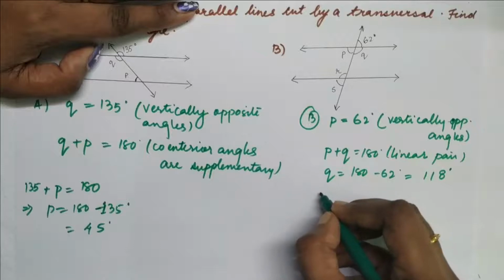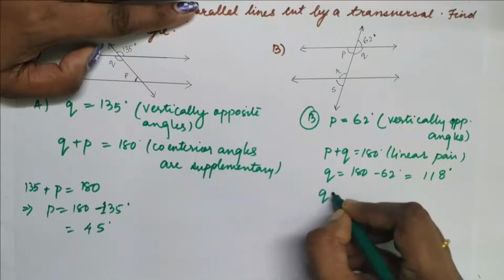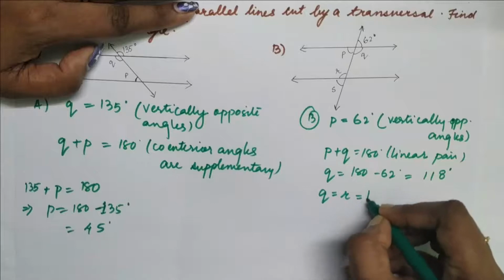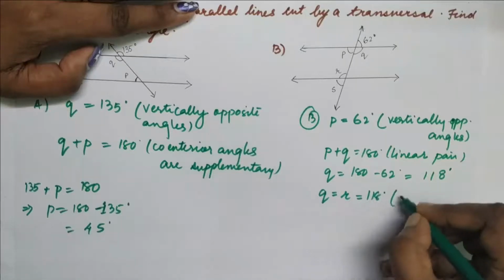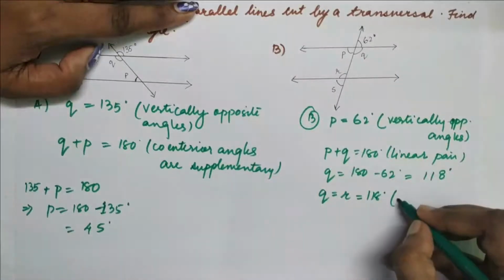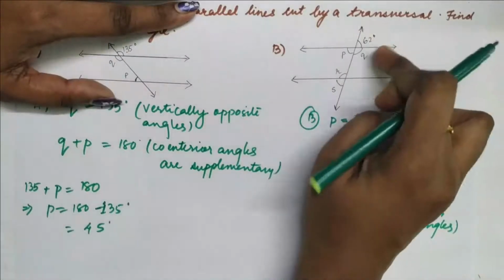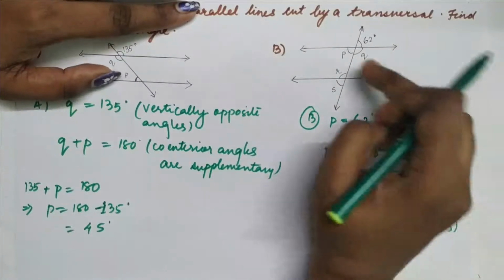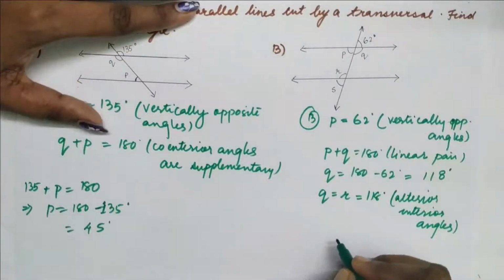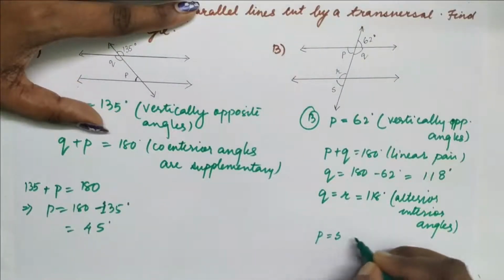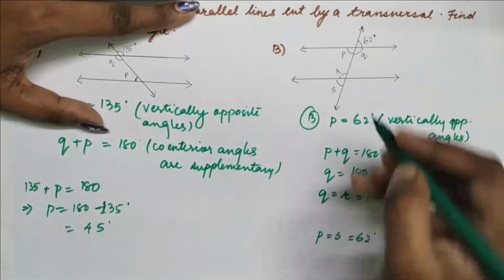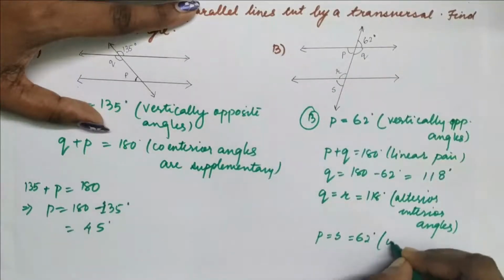Also, once you know Q, you know R, that is 118 degrees because they are the alternate interior angles, because they lie opposite to the transversal which is cutting the parallel lines. And finally, angle P is equal to angle S, that is equal to 62 degrees because they are the corresponding angles.